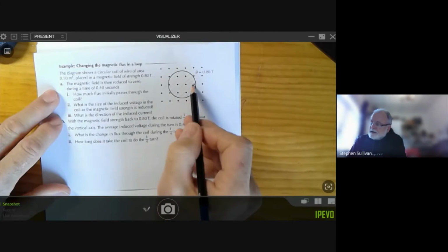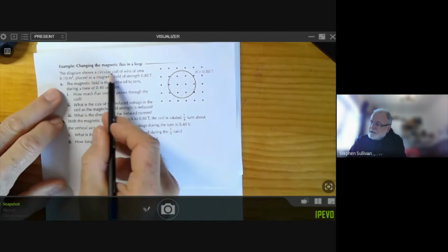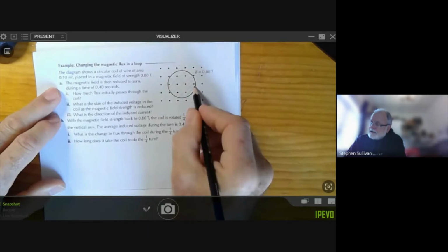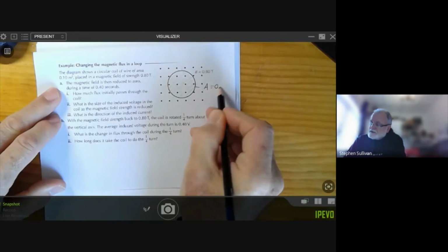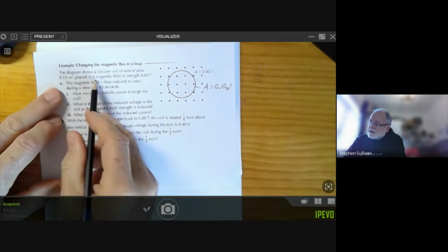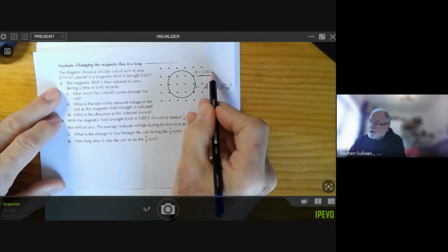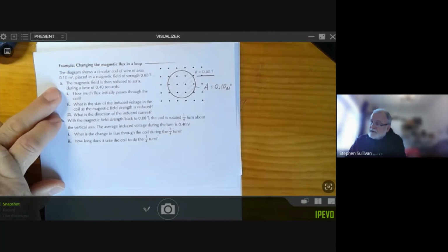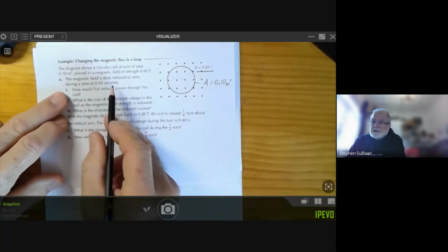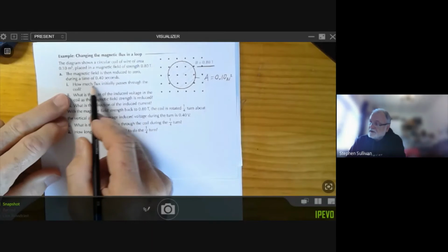So number one, the diagram shows a circular coil of wire of area 0.1 square meter. So A equals 0.10 square meter. And a magnetic field of strength 0.80 Tesla, which is a very large magnetic field. The magnetic field is then reduced to zero during a time of 0.40 seconds. How much flux initially passes through the coil?